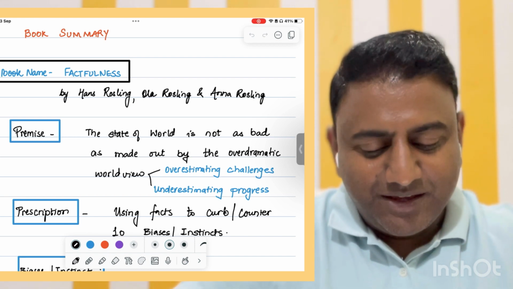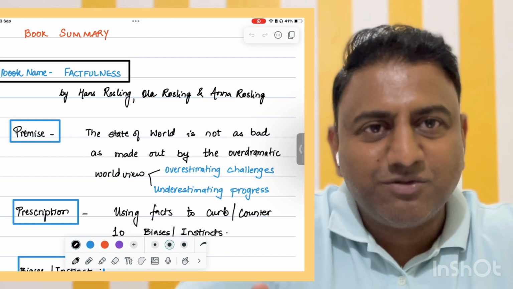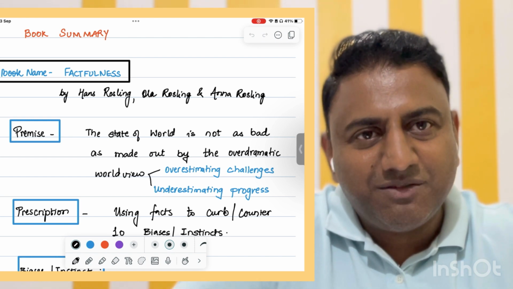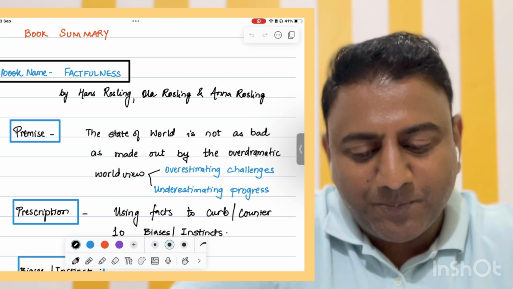In this, we have divided this summary into three major parts. What is the premise of the book? What is the prescription given in the book? And what are the solutions given in this particular book?